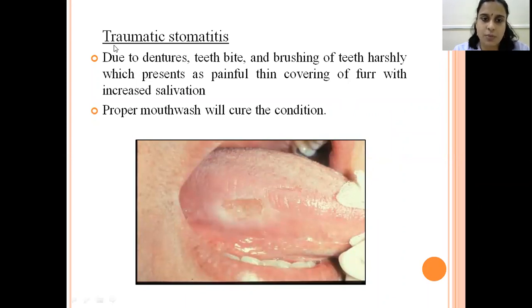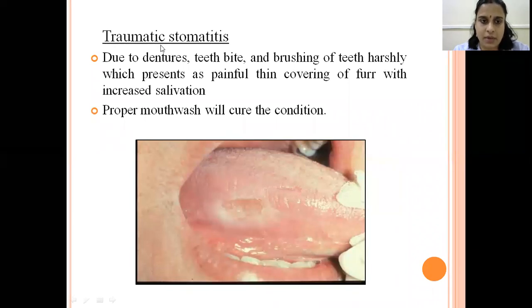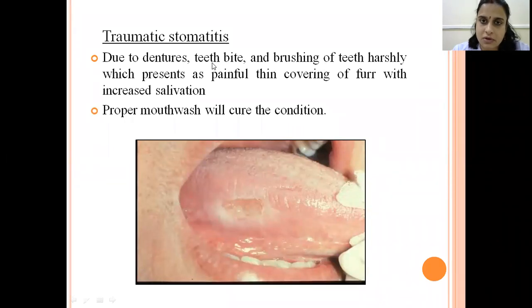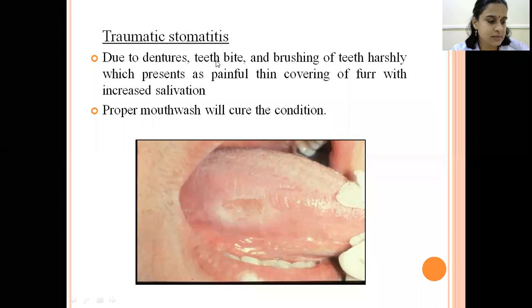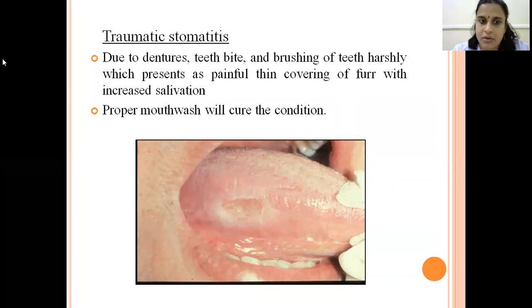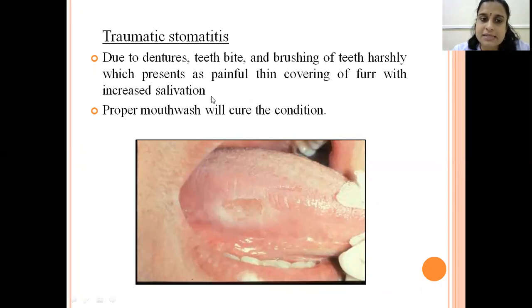First one is traumatic stomatitis. As the name suggests, it is because of trauma. Trauma by presence of dentures or simple teeth bite or brushing of teeth harshly. It presents as a painful thin covering of fur, and there is increased salivation.